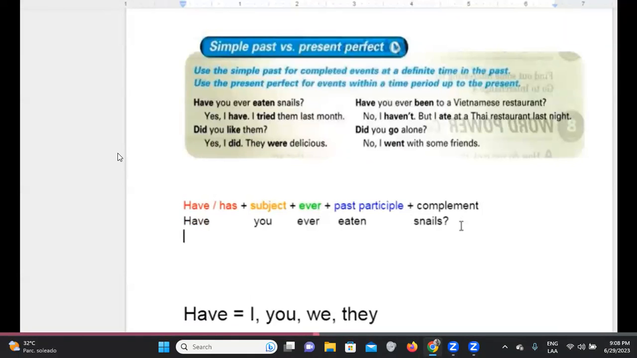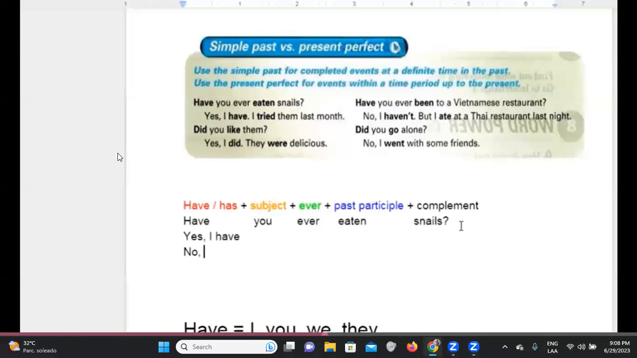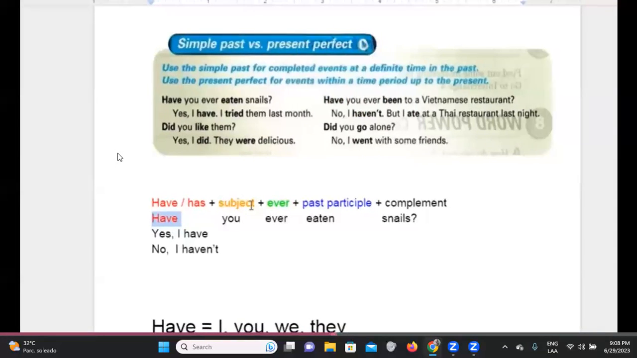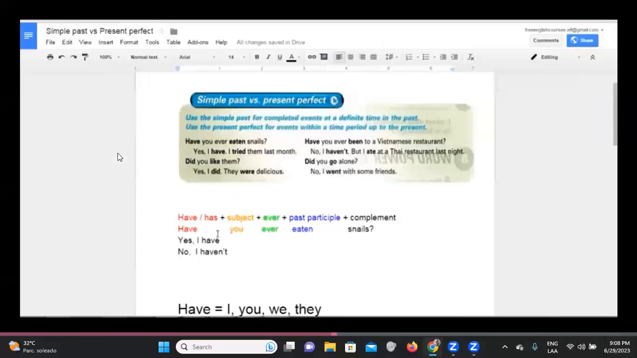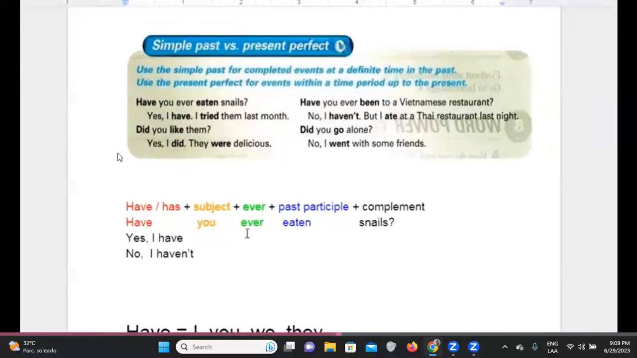And what I mentioned was that you can either answer this question with a positive response, such as yes, I have, or this could be a negative response, such as no, I haven't. And so just so that we can see clearly what's happening, I'm going to play with the colors at this time. All right, there we go. So, have you ever eaten snails?